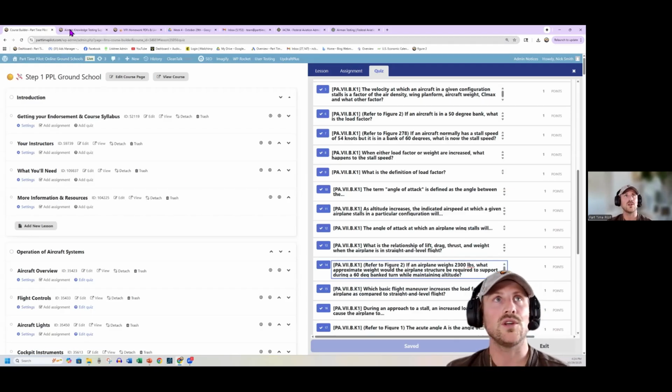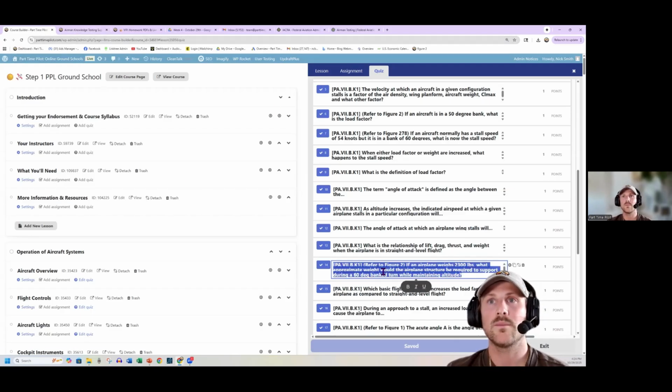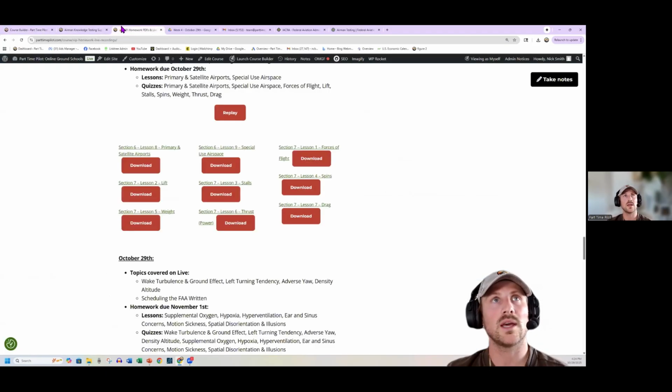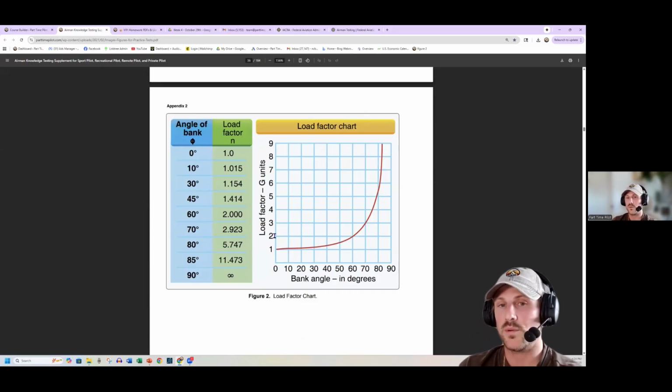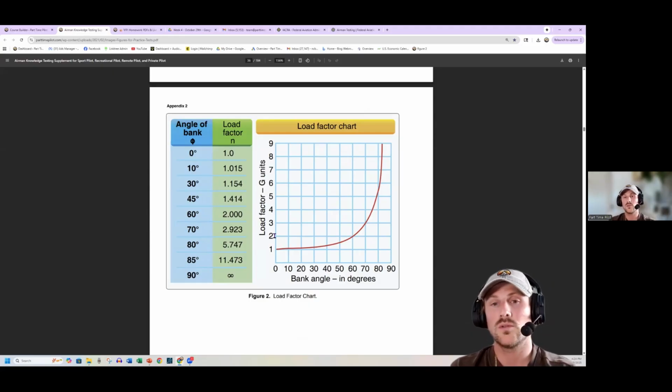So what we need to do is, it says 60-degree bank and it's 2,300 pounds. So we look at our figure and we look at 60-degree bank, we go up, and that's a load factor of 2. Right at 60, we go up, find the curve, come over, and it says 2. So we basically need to multiply our weight, 2,300, by 2.